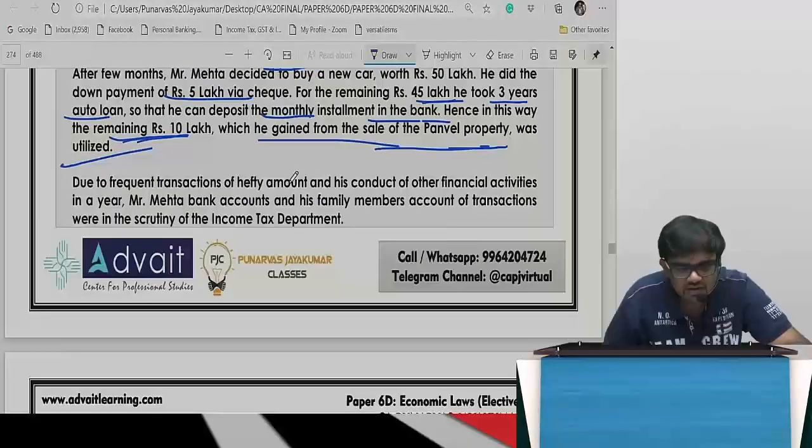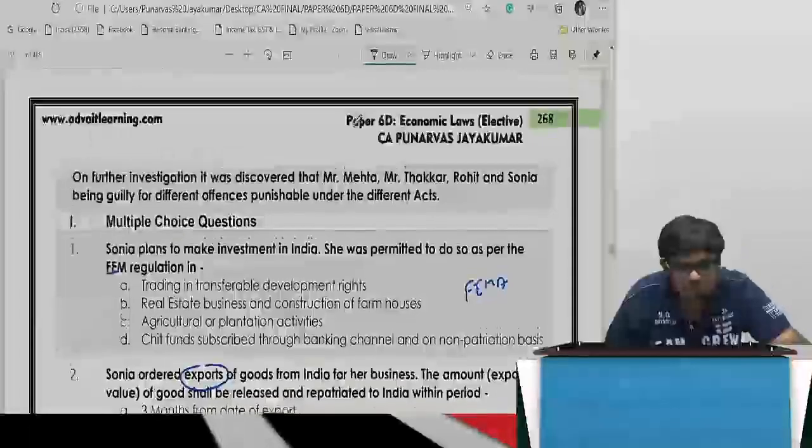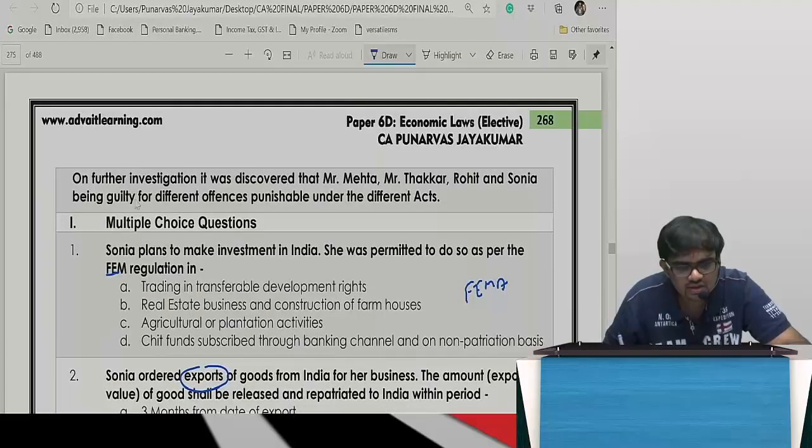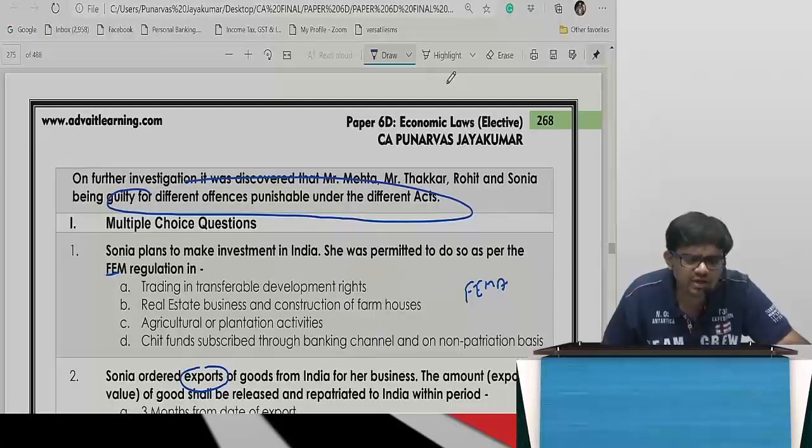During the frequent transactions of hefty amounts, Mr. Mehta came under the scrutiny of the income tax department. On further investigation, they found him guilty of various offences: FEMA, PMLA, Benami transactions, everything.